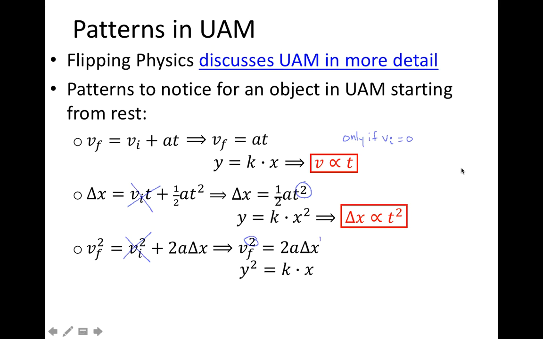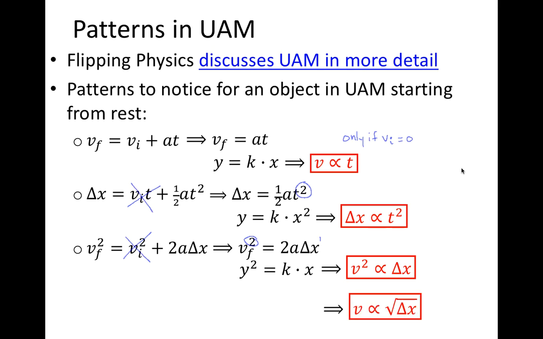And that fits the pattern for a square root relationship, where it's the speed squared that's proportional to distance. Or an alternate way to say that is speed is proportional to the square root of the distance. Both of these statements are saying the same thing.